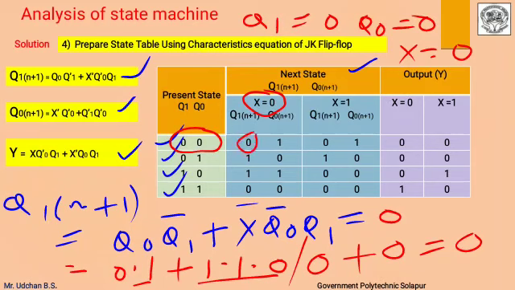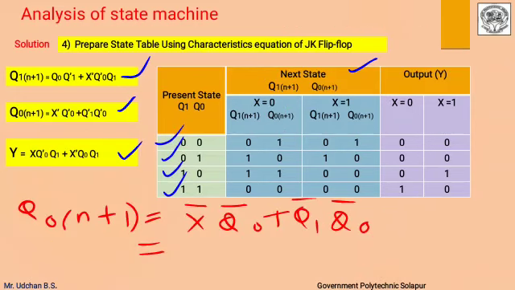In the same way we can calculate Q0(n+1) when X is 0, Q1(n+1) when X is 1, and Q0(n+1) when X is 1. In the same way you have to use each formula to find out the next state values.